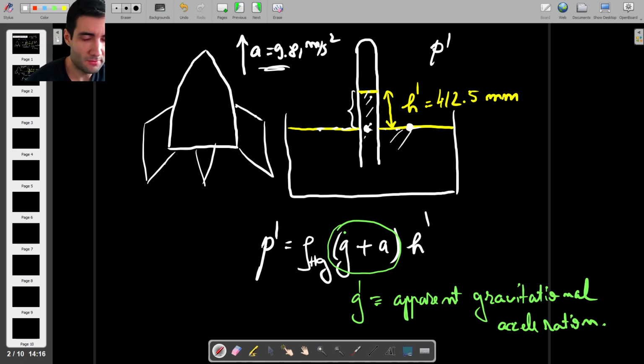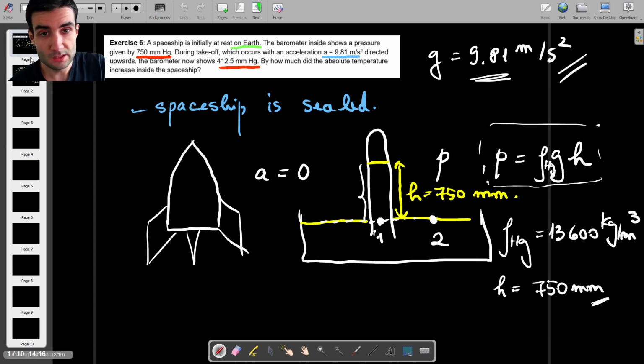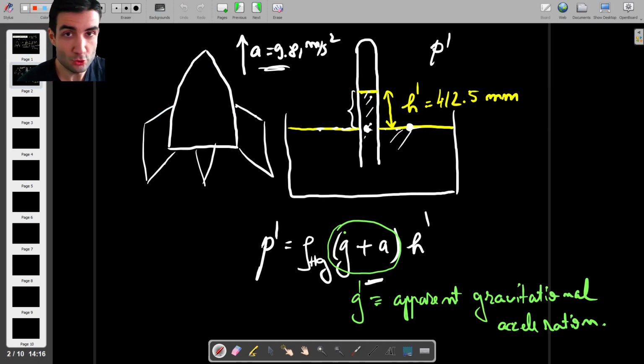So the key difference here was the fact that in the second case, when the rocket is taking off, we don't use the same g. Instead, we use the new g, the g prime, which works for this non-inertial frame of reference, which is accelerating, which is g plus a, basically.